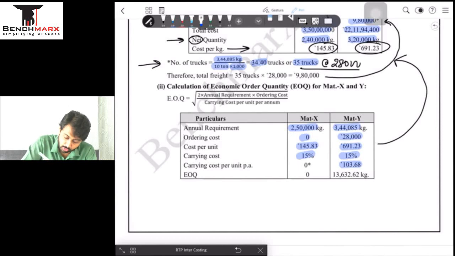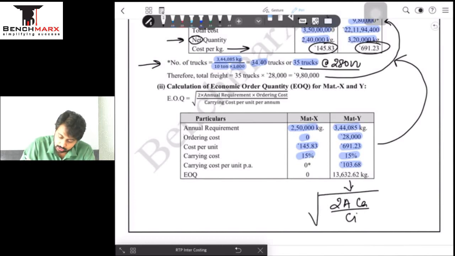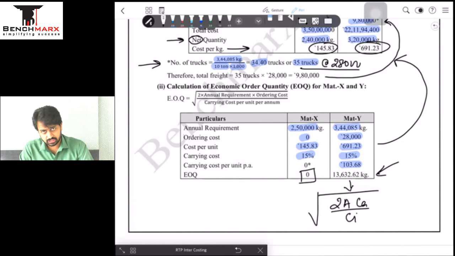And if you apply the formula of square root of 2ACA upon CI, this should be the final answer of EOQ. And well, that is it. There is no EOQ for material X because agar holding cost nahi hai, agar tumhara ordering cost nahi hai, you can buy any quantity anytime. There is no EOQ because there is no cost of inventory or there is no cost of ordering as such. So I don't need to find any EOQ. I can buy any quantity and the cost is zero.